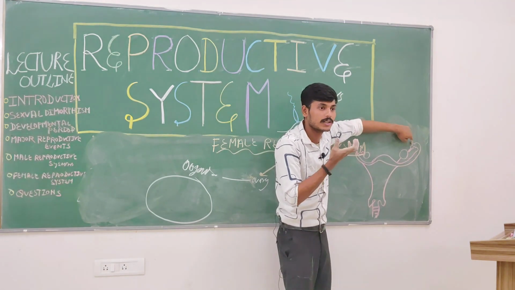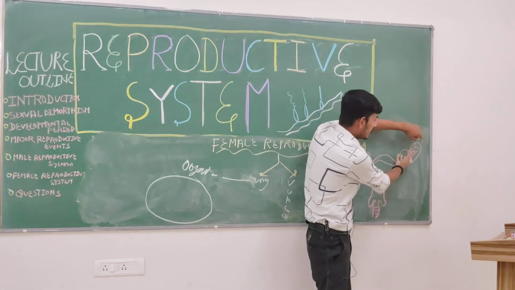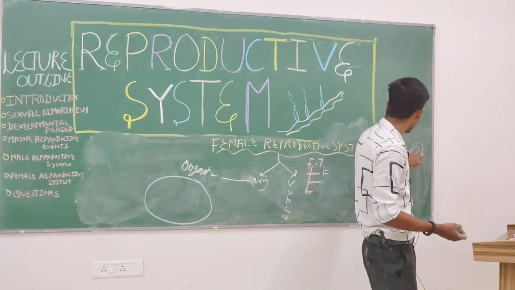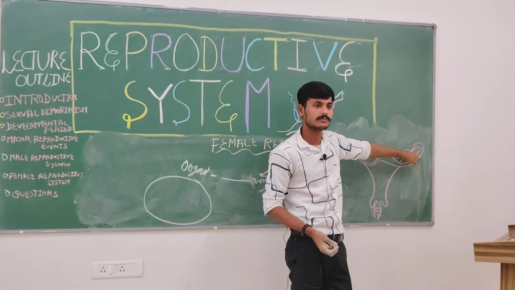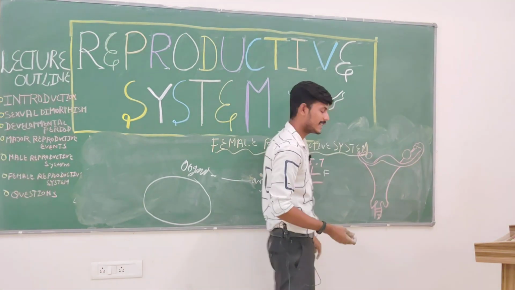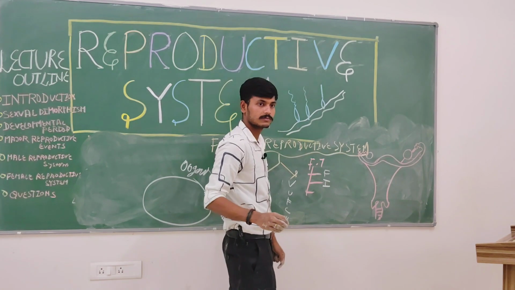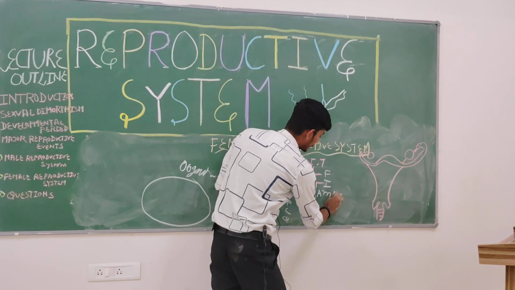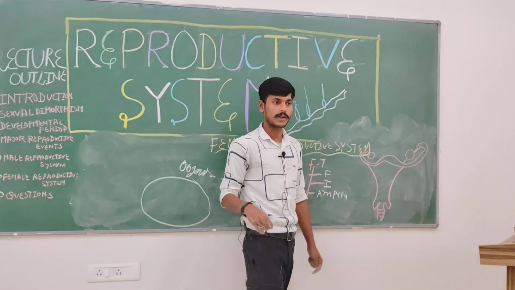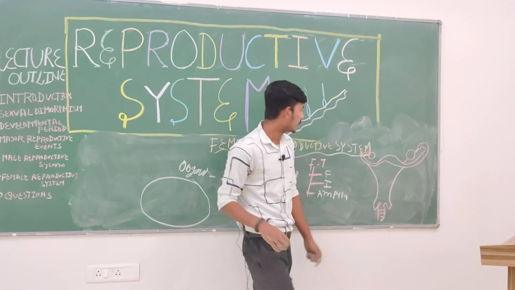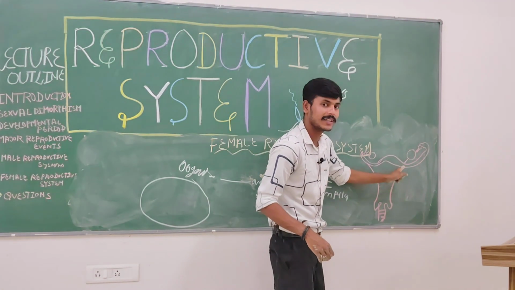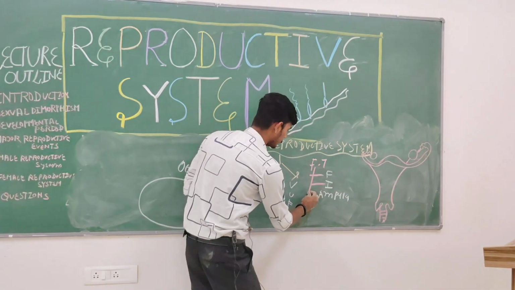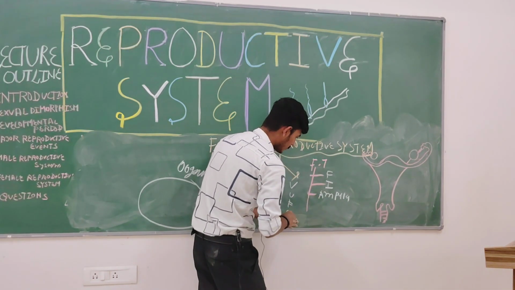During the 14th day, when the secondary oocyte is released, the fimbriae take it and send it to the next part of the fallopian tube, which is called the isthmus. Then you have the ampulla, the site of fertilization. The closest part to the uterus is the interstitial part of the fallopian tube.